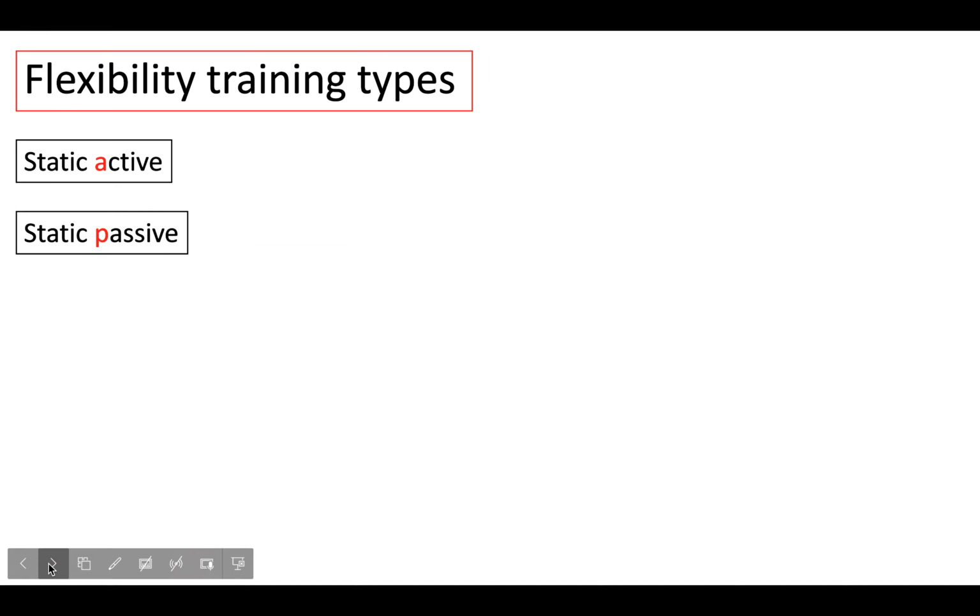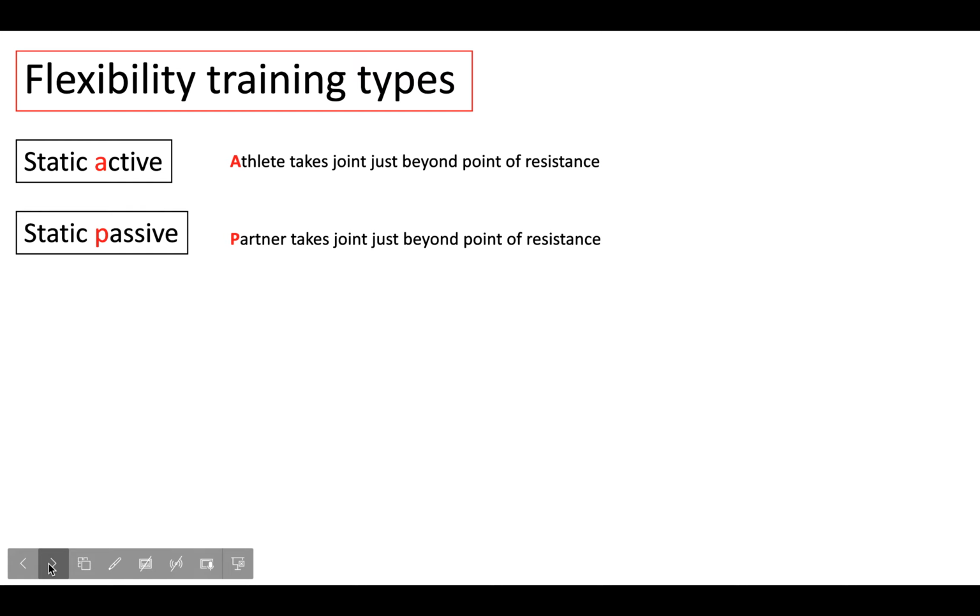Okay, so first of all, if we start with static active and static passive, remember static active is when the athlete takes the joint just beyond the point of resistance, and static passive is when the partner takes the joint just beyond the point of resistance. So we can use static active and static passive to actually train and improve our flexibility. So how we'll do that is our frequency would be 3 to 6 joints, 3 to 6 repetitions.